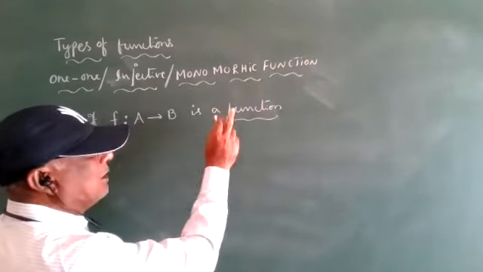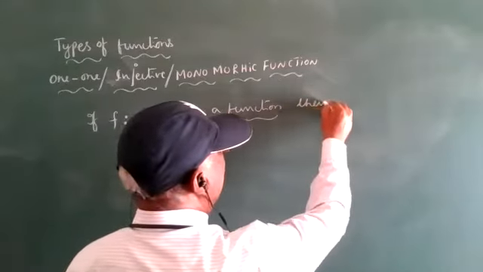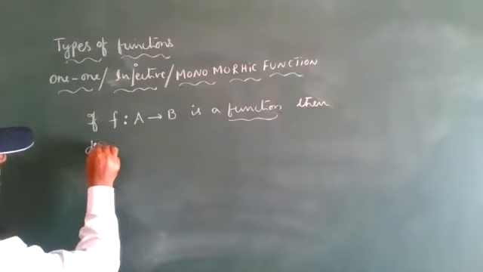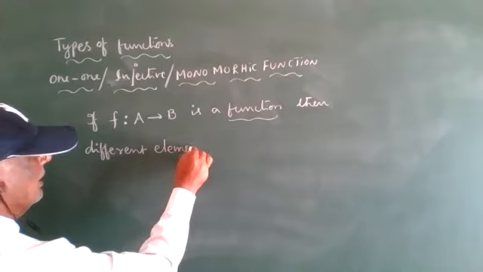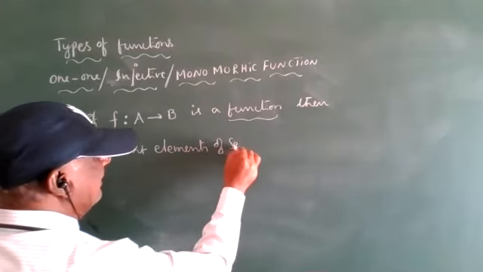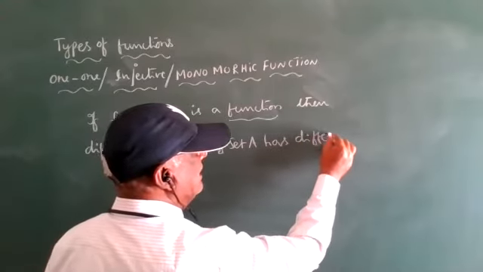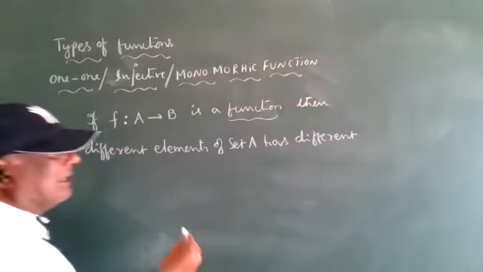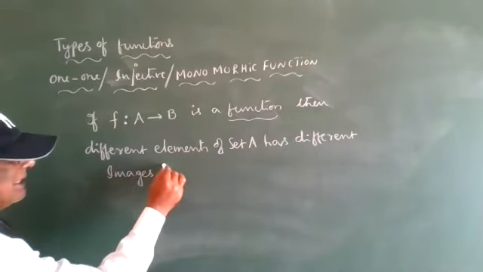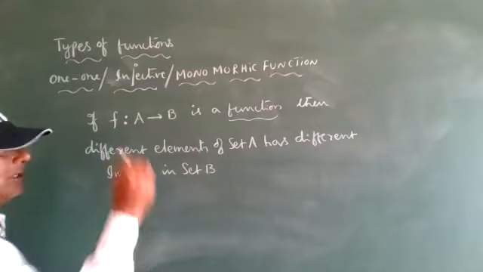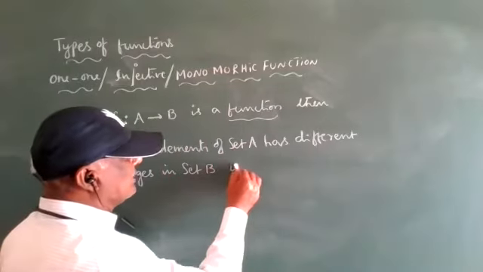So f is a mapping from A to B, a function first. Then different elements of set A have different images in set B, not the same images. Different images in set B, that is called a one-one function.